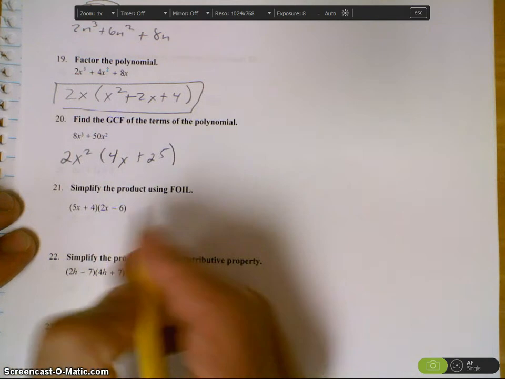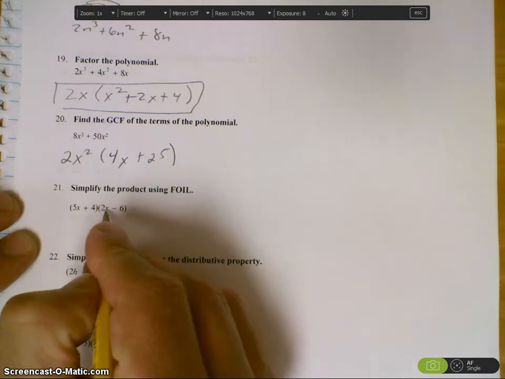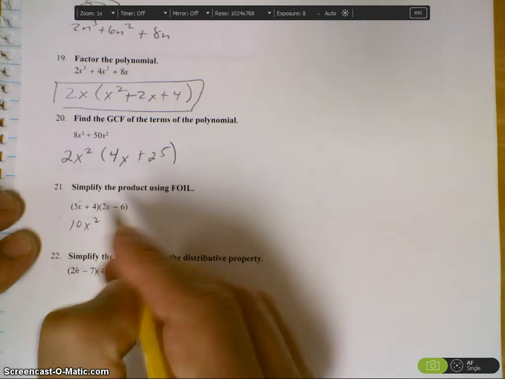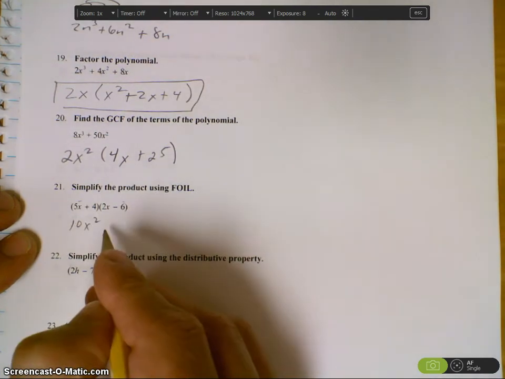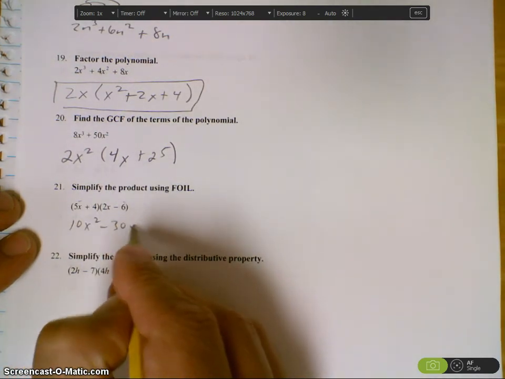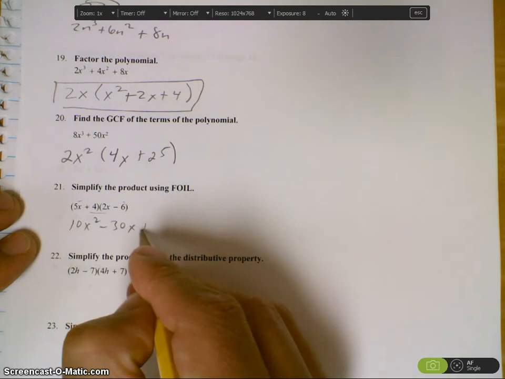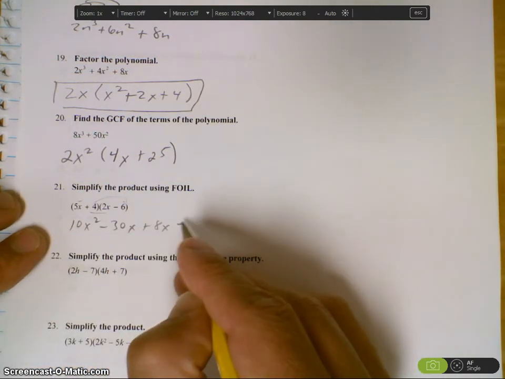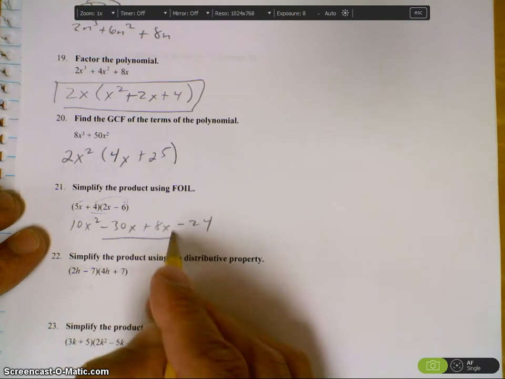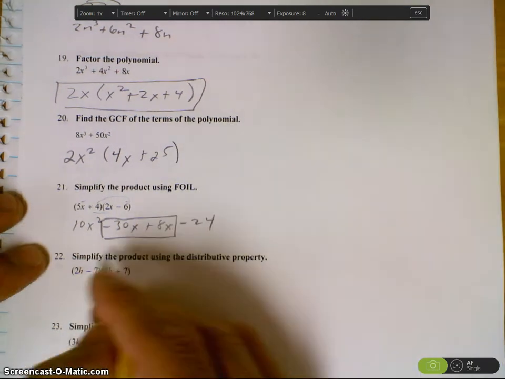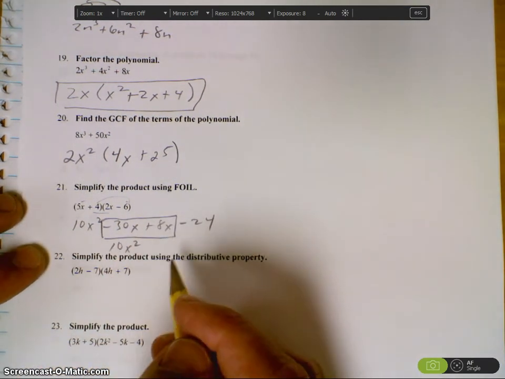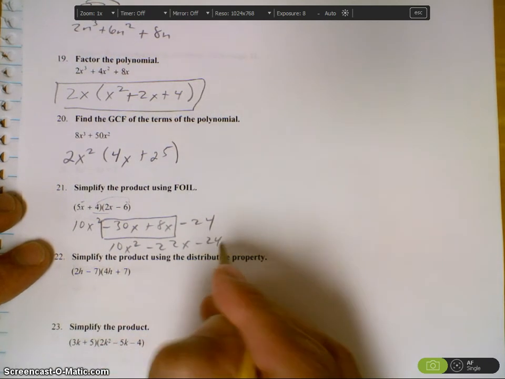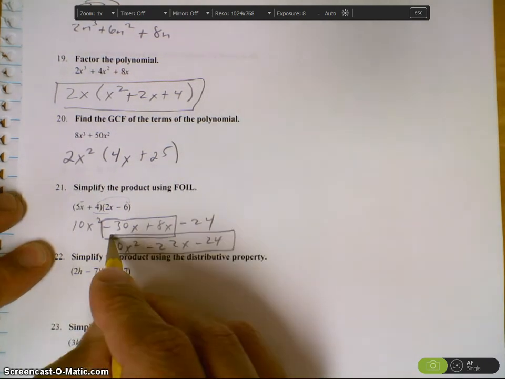We're going to FOIL this next one. So first, 5x times 2x is 10x squared. My outer is 5x and negative 6, which is negative 30x. Here's my inner, which is positive 8x. And my last, 4 and negative 6, is negative 24. Combine your O and your I, your like terms. And that gives me negative 30 plus 8 is negative 22x minus 24 is our answer for that one.